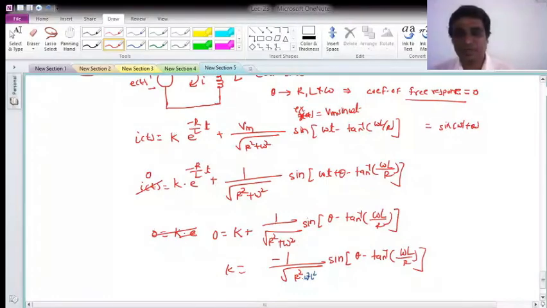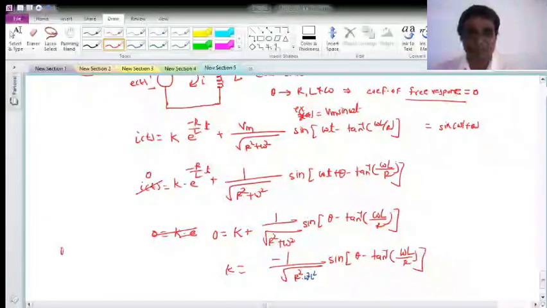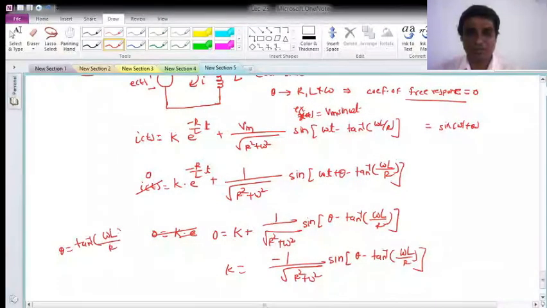And what has to be done? The coefficient of free response has to be 0. So K will be 0 when theta is equal to tan inverse of omega L by R. Got it? So theta has been expressed in terms of omega, L and R.